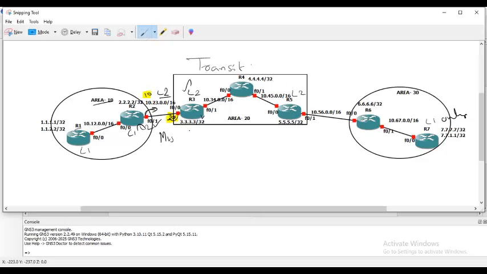Now within this transit area, it is your wish. You can have L1 and L2, or you can have all L2. No problem. So what is important is L2 is important on these routers because it is in the transit. So it is not the area that is acting as the backbone. It is only this continuous L2. Any area which has got the continuous L2 can become a backbone area.